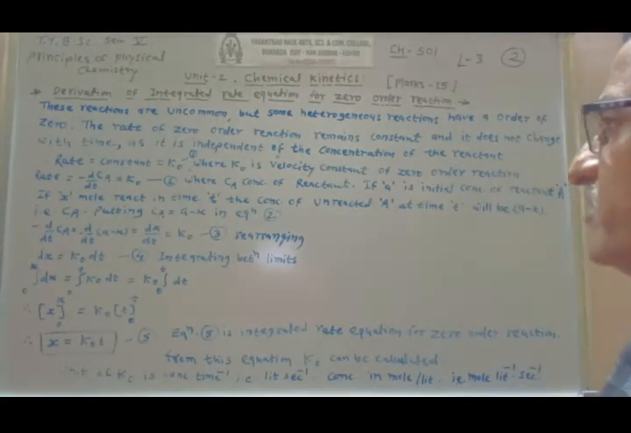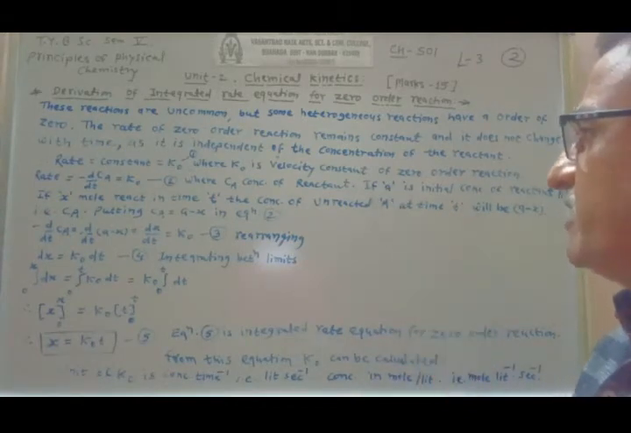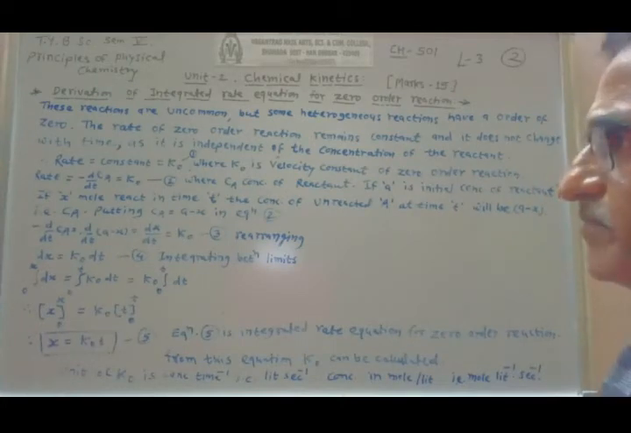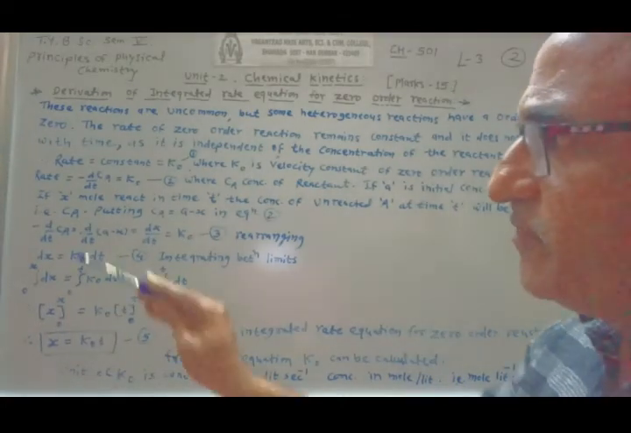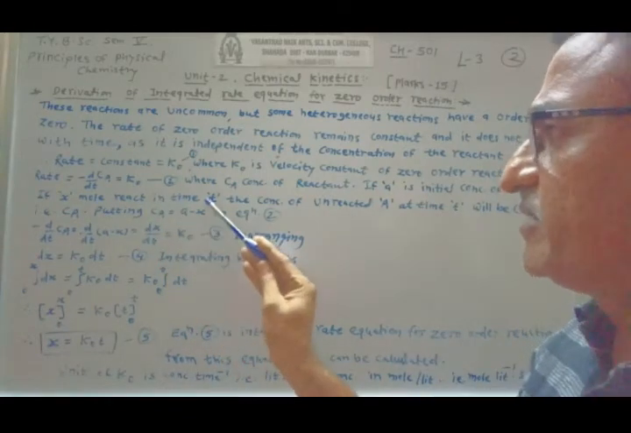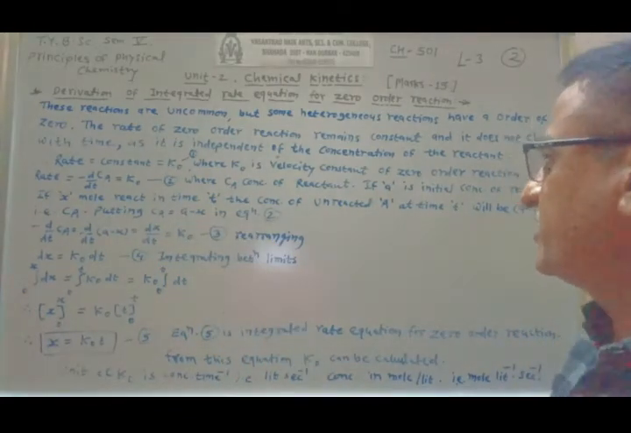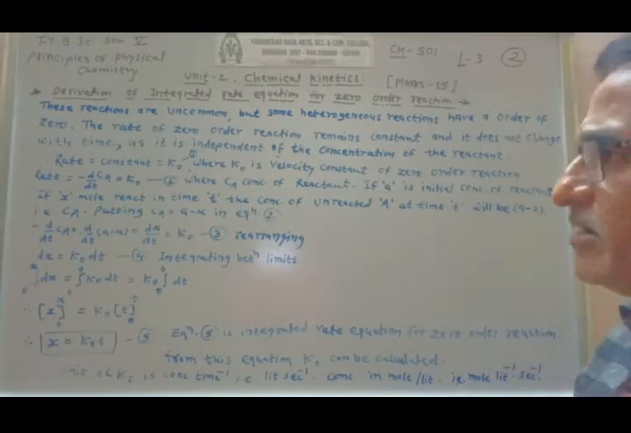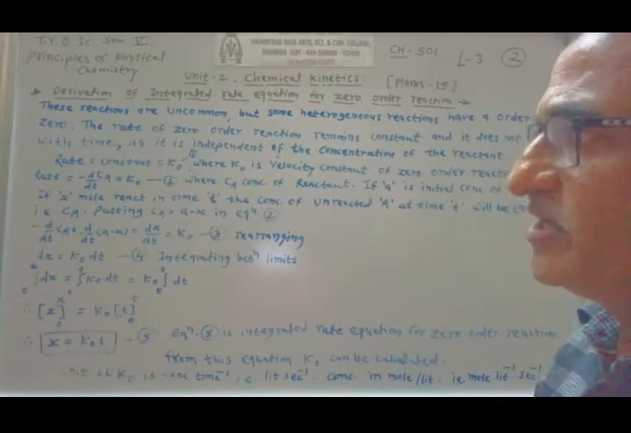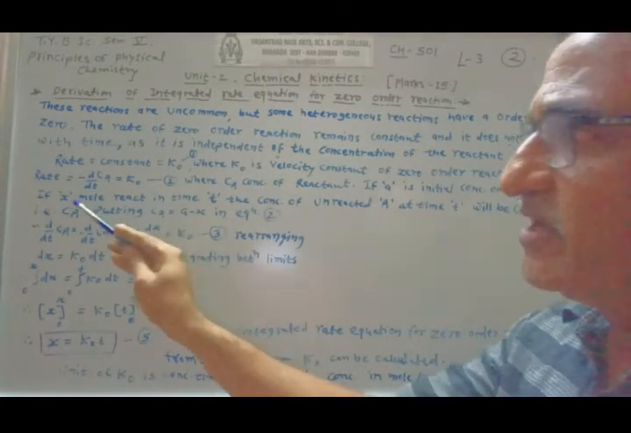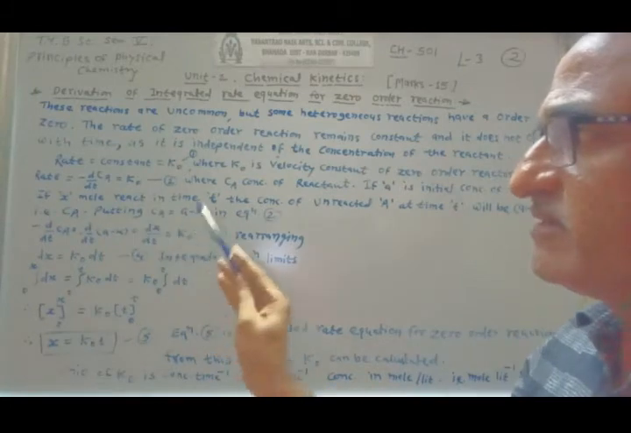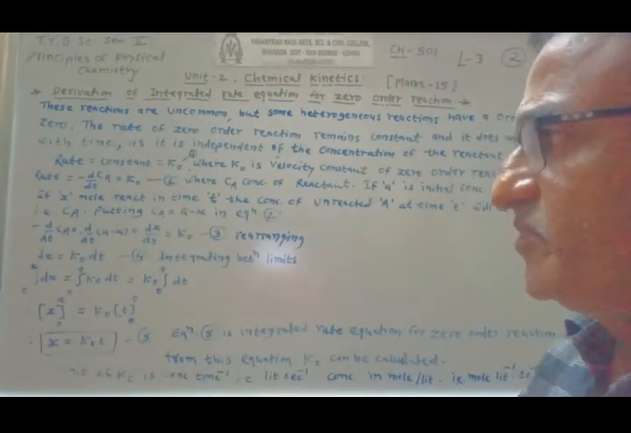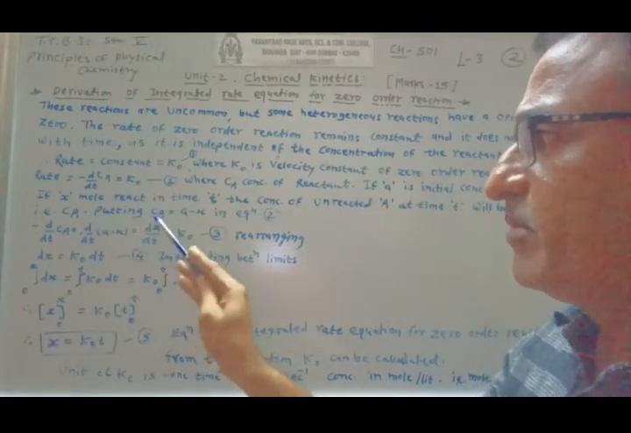Now if a is the initial concentration of the reactant, and x moles have reacted in time t, then the concentration of unreacted reactant A at time t will be a minus x. Initially it is a, after time t x moles have reacted, so a minus x is the remaining concentration of the reactant after time t. That is, Ca is equal to a minus x.